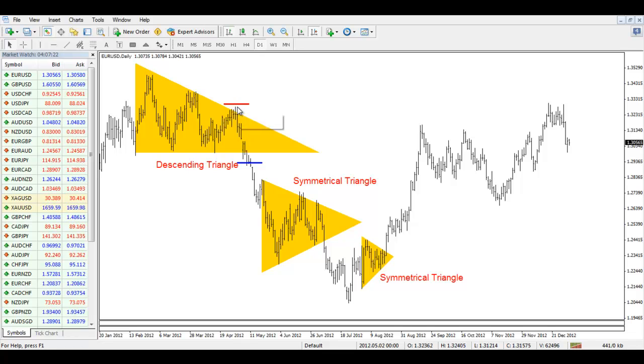And we would continue to move the stop loss down behind this triangle or behind the price action. So as a new lower high forms, we'd be able to move our stop loss down. As a new lower high forms, we could then move our stop loss down, and so on.